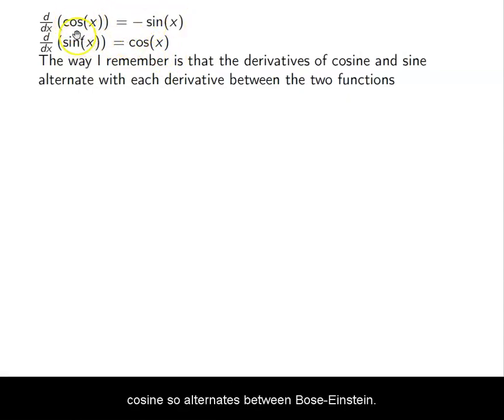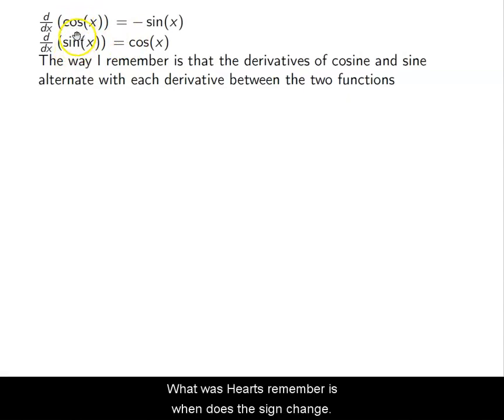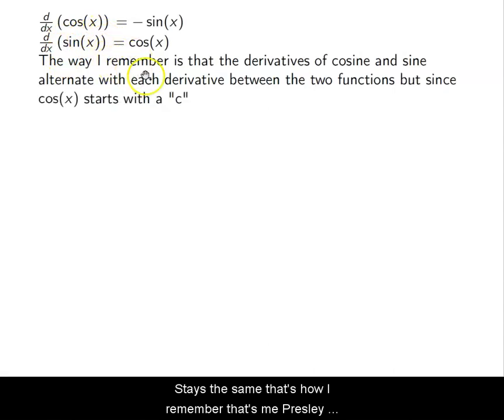Sine and cosine. So it alternates between cosine, sine, cosine, sine, cosine, sine, cosine, sine. But what's hard to remember is, when does the sign change? So cosine, C, I change signs. Sine, S, stays the same. That's how I remember. That's me personally. That's how I do that.